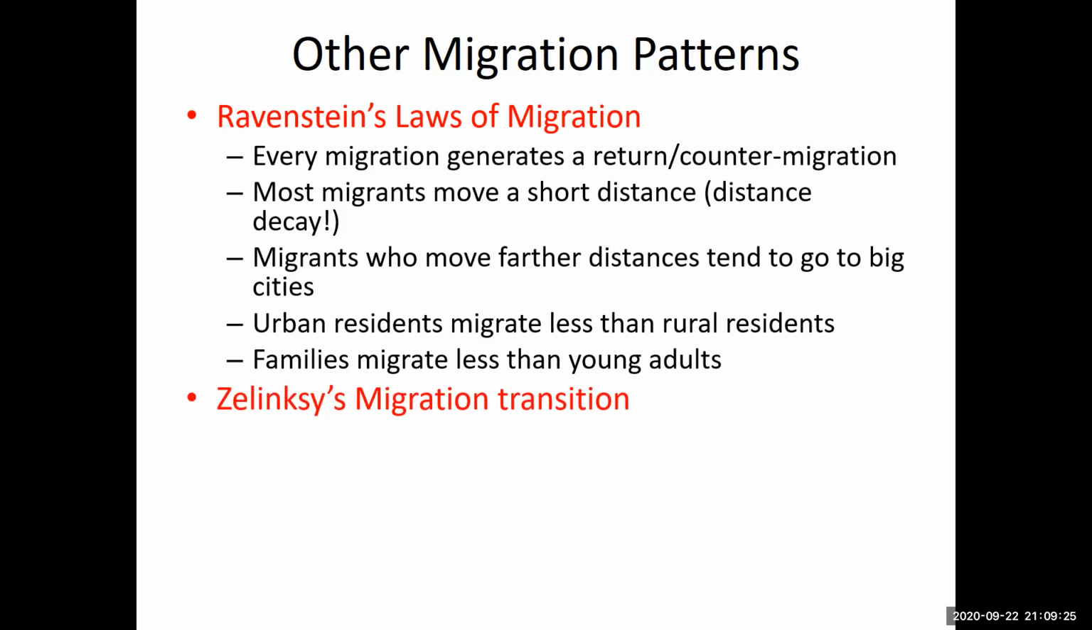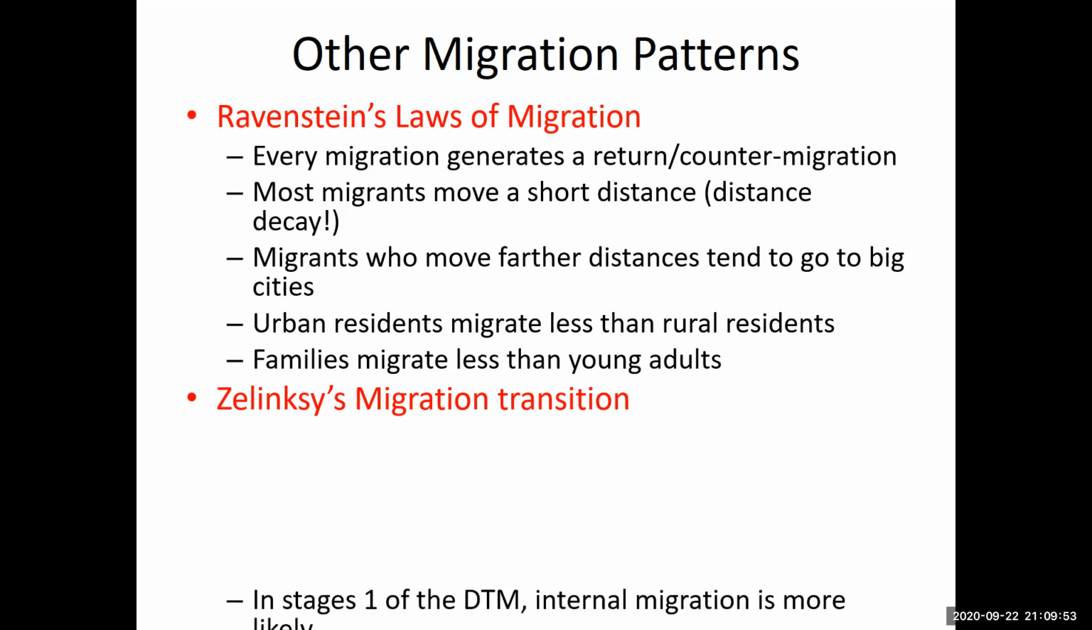There's also a guy named Zelinsky who came up with what's known as the migration transition model. It overlaps pretty well with the demographic transition model. You just kind of have to think about it a bit and figure out how it applies. Basically, his model is oriented around whether a country is going to have people migrating into or out of it, depending on what stage they are in of development. And again, it kind of pairs up with the demographic transition model. So here's the short summary.